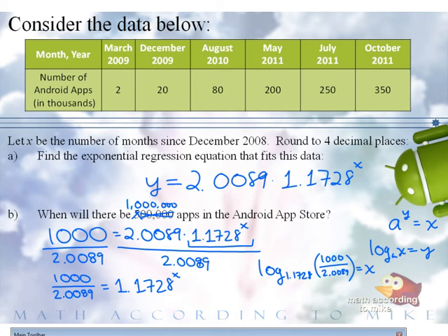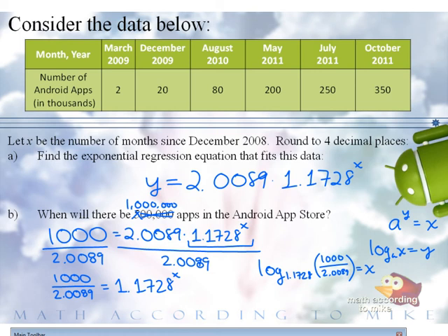So when you woke up this morning, put your feet on the ground, got ready for school, you're like, I hope that I get to see log base 1.1728 of 1,000 over 2.0089 today. Your wish is granted. But now we got to put that in the calculator, because if you told people that's clearly how many months after December 2008 there'll be a million apps, they'll look at you weird, surprisingly. So how do we put this into the calculator?